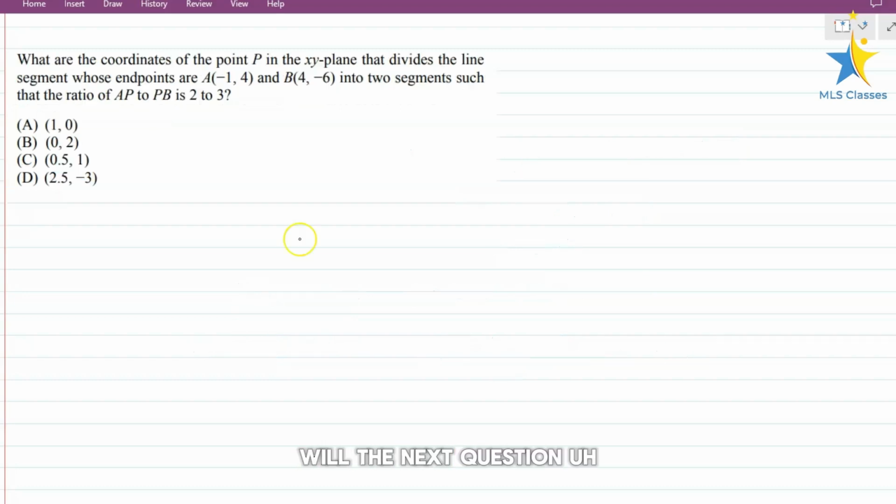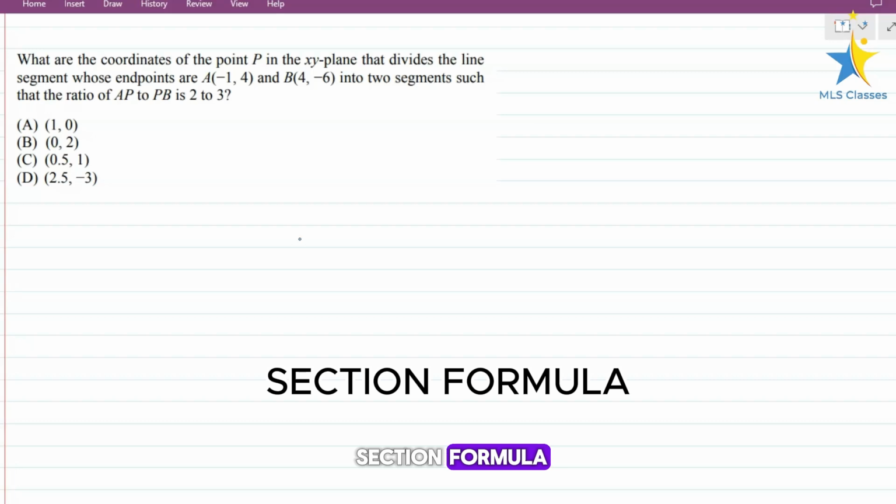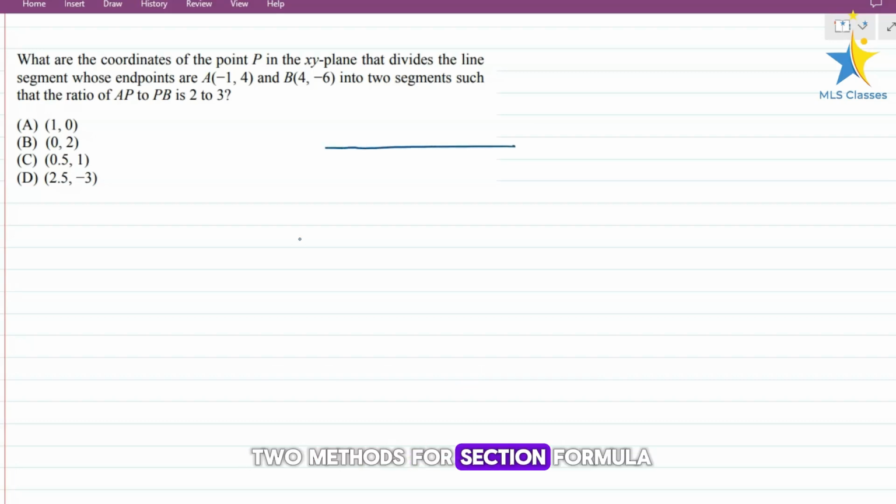Moving to the next question. It says, what are the coordinates of the point P in the XY plane that divides the line segment whose endpoints are A, negative 1, 4 and B, 4, negative 6 into two segments such that the ratio of AP to PB is 2:3. Now we had discussed a short trick to solve this type of question. This is called the section formula. We had discussed two methods for the section formula.